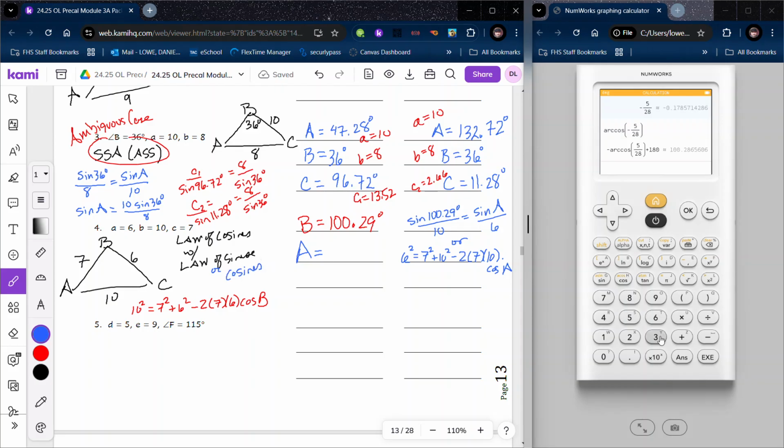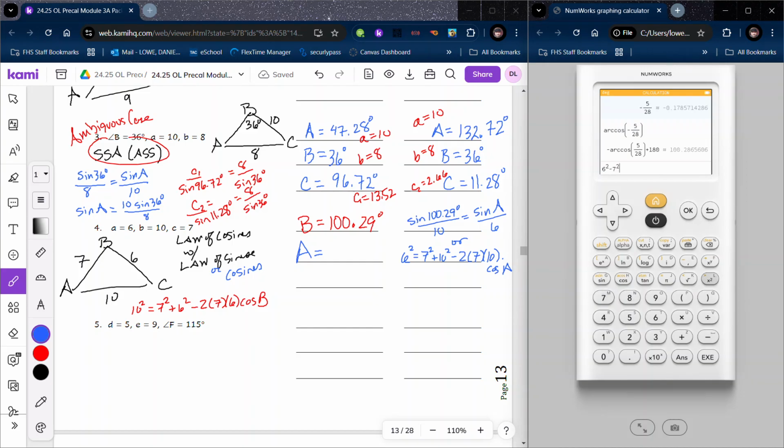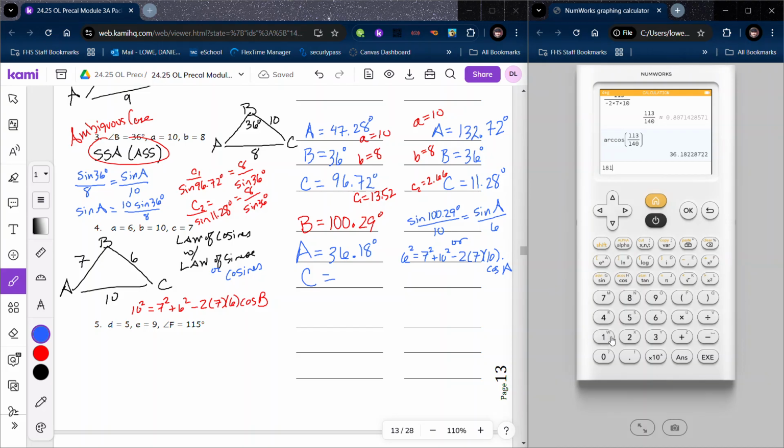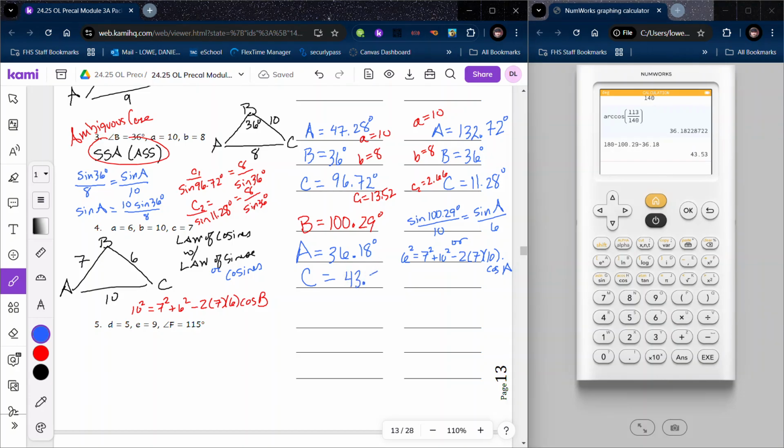And we'll have 6 squared minus 7 squared minus 10 squared. Take that number and divide by negative 2 times 7 times 10. Find the inverse cosine of that value, and that gives us 36.18 degrees. And the angles must add up to be 180. So 180 minus 100.29 minus 36.18 gives us 43.53.